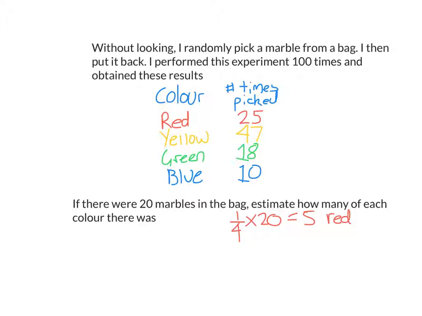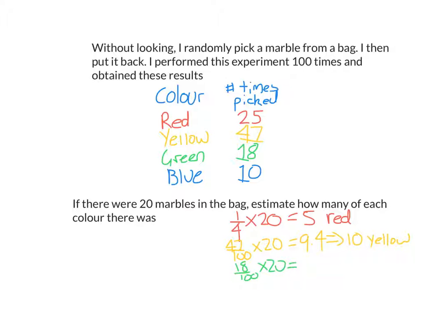Now, I could do the same for yellow, but the thing is, if I do 47 over 100 times 20, I actually get the number 9.4. So there can't have been 9.4 yellow marbles. So I've got to guess a number close to that. So there's probably either 9 or 10 marbles. So I might say 47 out of 100 is close to a half. So I'm going to guess that half the marbles were yellow, so that there were 10 yellow marbles. Okay, so for green, something similar, 18 over 100 times 20.